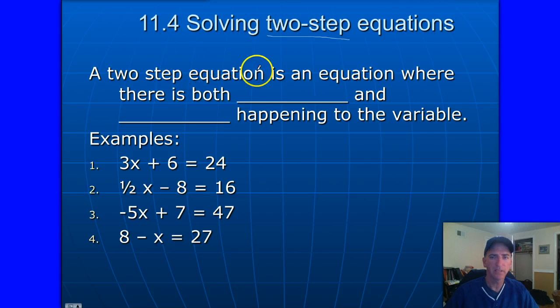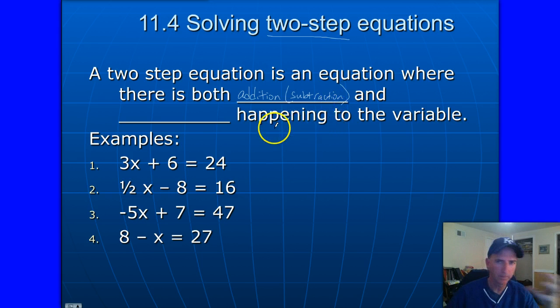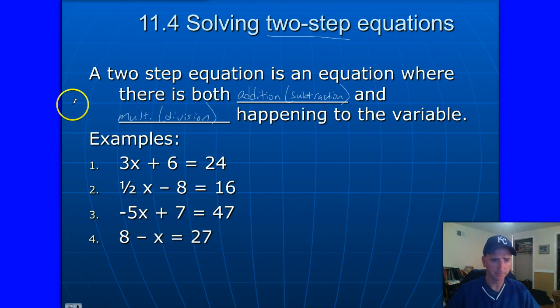Okay, a two-step equation is an equation where there is both addition. Now that could be subtraction as well, but remember how we can change subtraction to addition by adding the opposite, so I kind of group them as one. So I'll just say addition and multiplication. Now again, it could be division, because again we can rewrite division problems as multiplication with keep, change, change. But we'll just call it addition and multiplication.